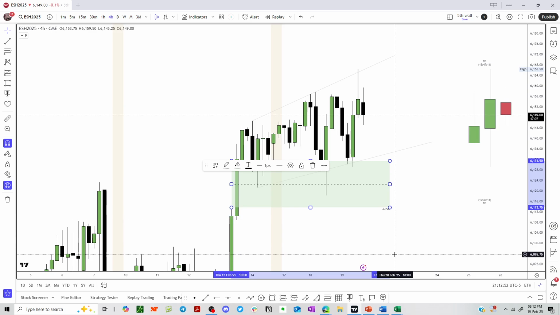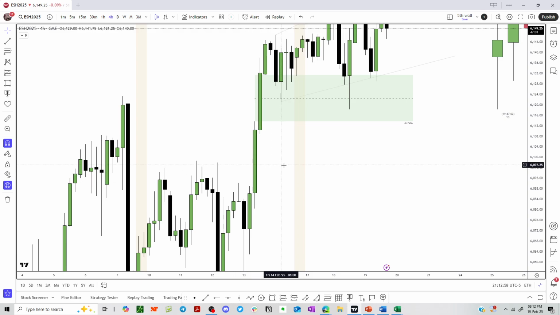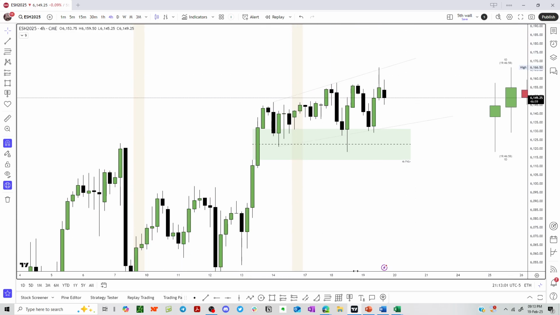If I can spell, right? 4-hour fair value gap. Why did I highlight this fair value gap as opposed to this one? It's because of this.